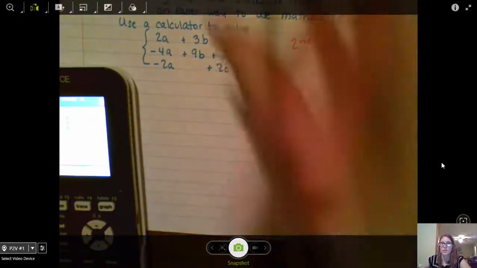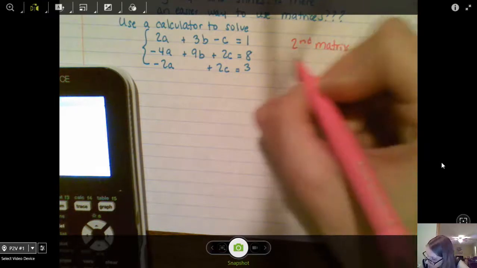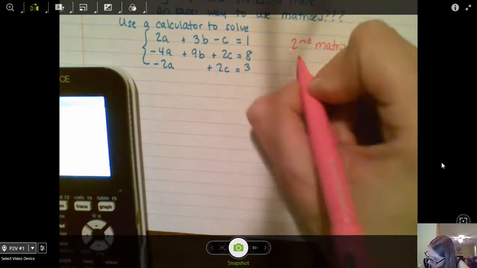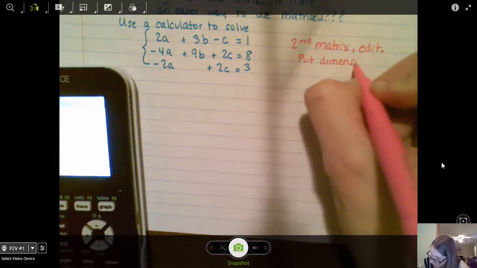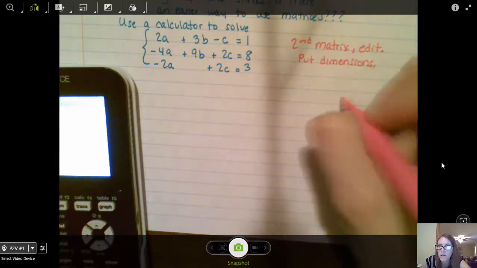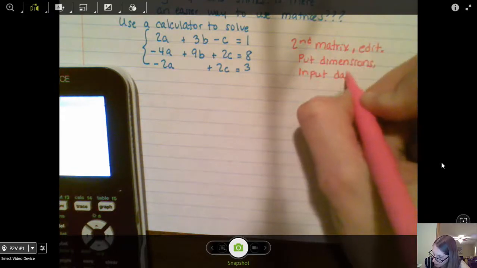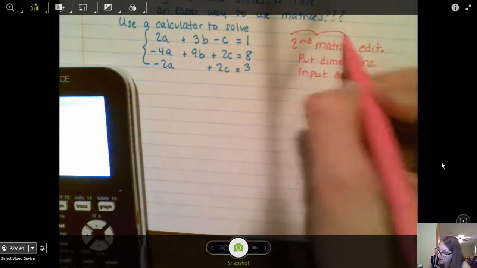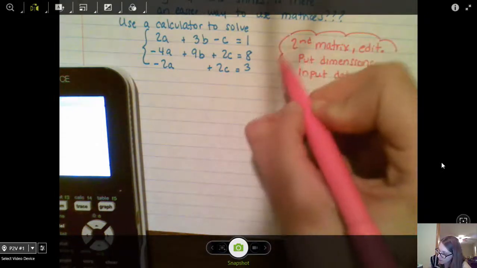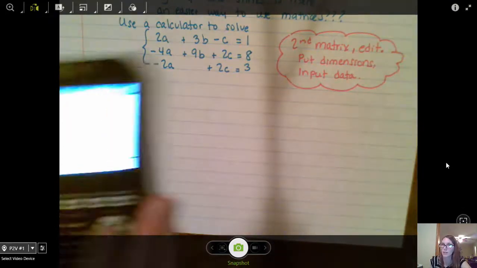Okay, so I'm going to zoom back out for a second. There we go, and add these notes. So second matrix, edit. Put in dimensions. Input data. All right, so this first little chunk is how we get the matrix into our calculator.